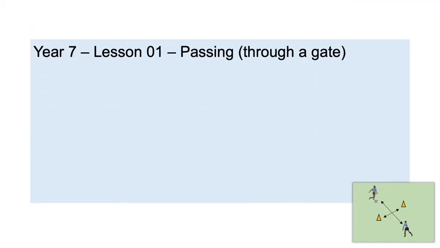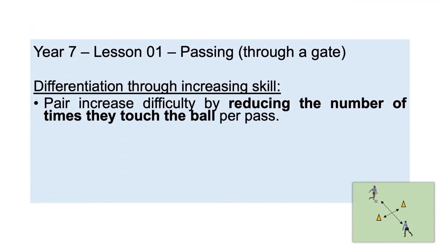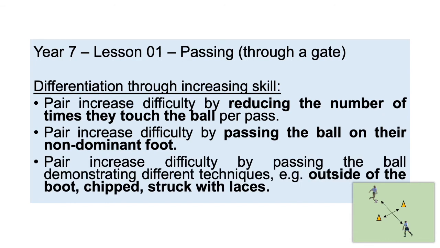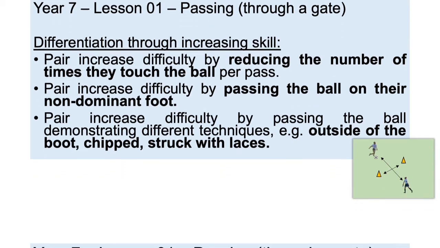Likewise, you could differentiate this activity through increasing the demands on the children's skill. The children could reduce the number of times they touch the ball per pass. The pair could increase the difficulty by passing the ball on their non-dominant foot. Or the pair could increase the difficulty by passing the ball, demonstrating different techniques, e.g. using the outside of their boot, through chipping the ball, through striking the ball with their laces.